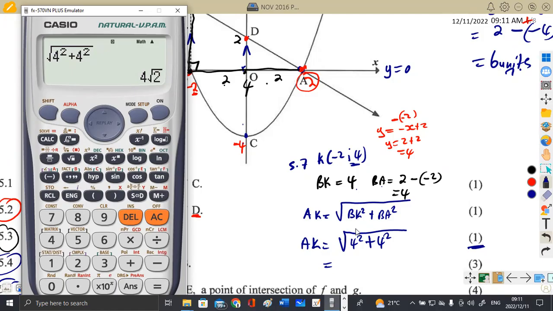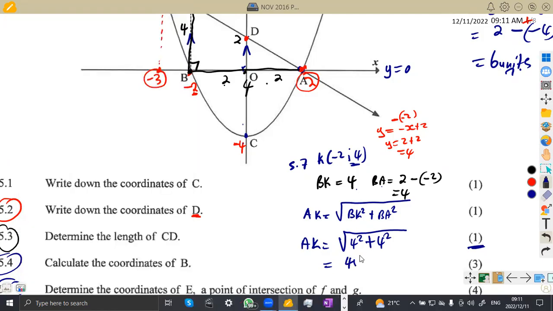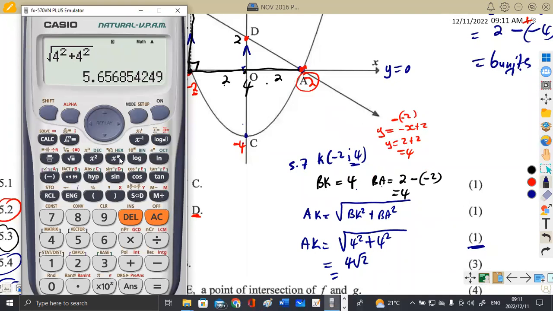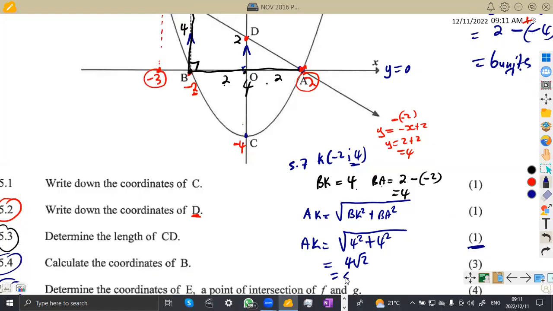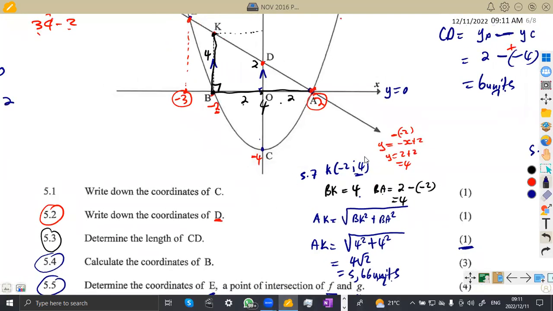So this is 4 square root of 2, or as a decimal, it's 5.656, which is 5.66. So it's going to be 5.66 units. So that is the length of AK.